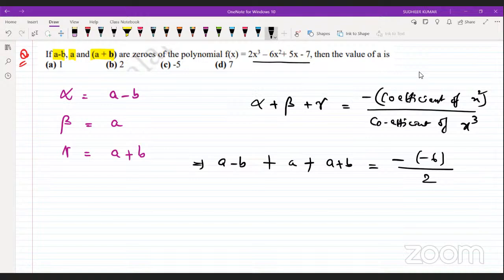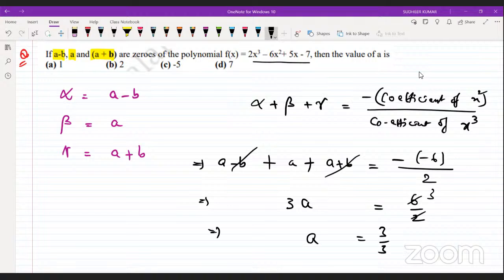Yes, that's it. So here minus b plus b gets cancelled. So the result is 3a equal to minus of minus 6 by 2, which is 3. So a equals 3 by 3. So the answer is 1.